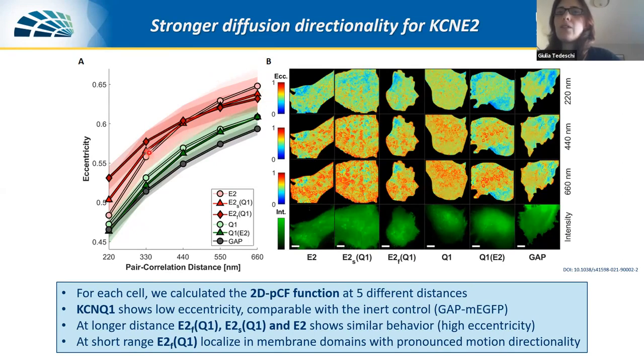Then we saw that the E subunits show, especially at longer distance, a higher eccentricity, and either E2 alone or the two populations of E2 co-expressed show a similar behavior. At the short correlation distance, we can see that E2 fast shows a stronger eccentricity. That means that E2 fast is localizing in different membrane domains where they have a more pronounced motion directionality. Here you can see examples of the map that you can build based on the eccentricity values. Overall, if you increase the pair correlation distance, you have a higher eccentricity for all of the cases, but then you can see differences in the behavior. And this is a comparison with intensities.